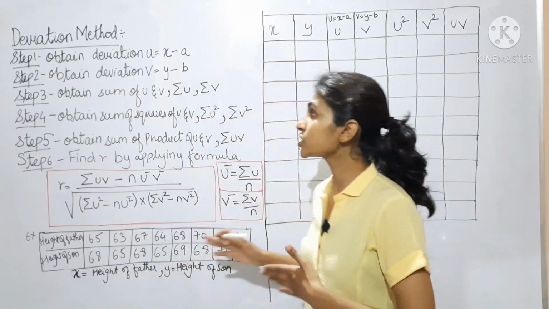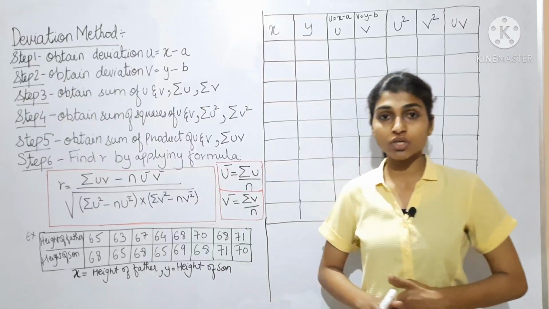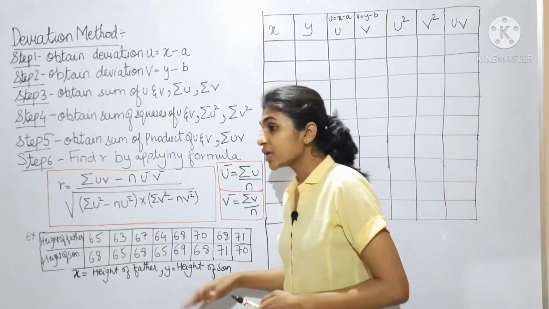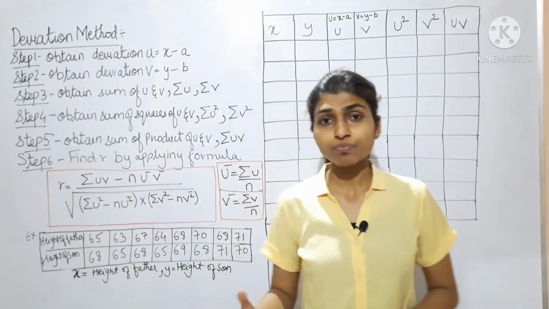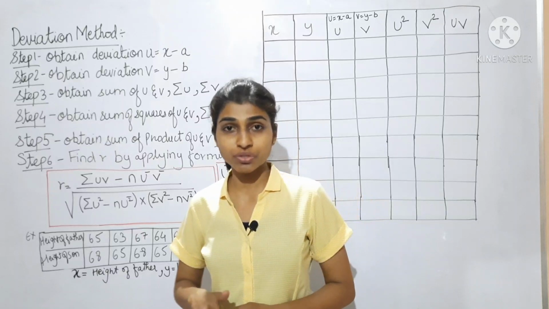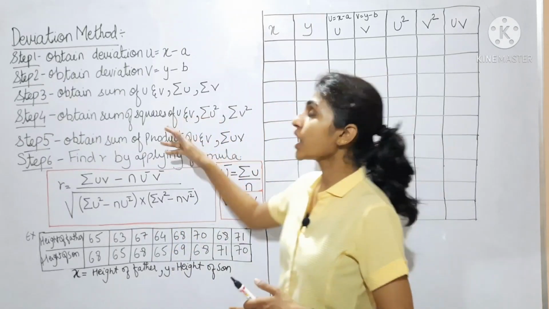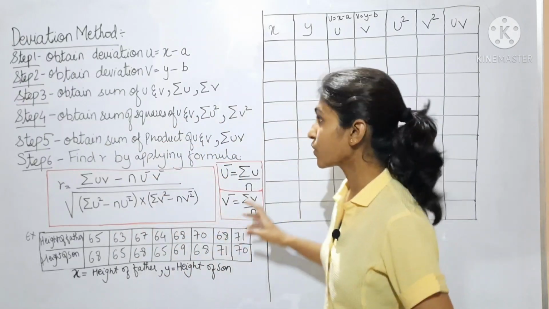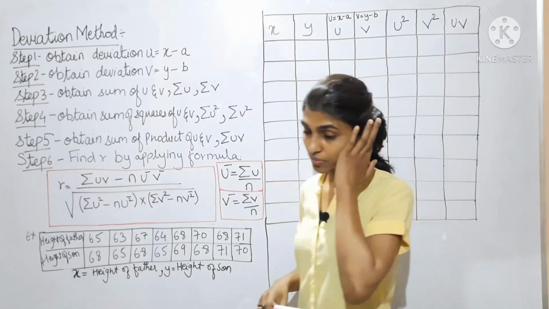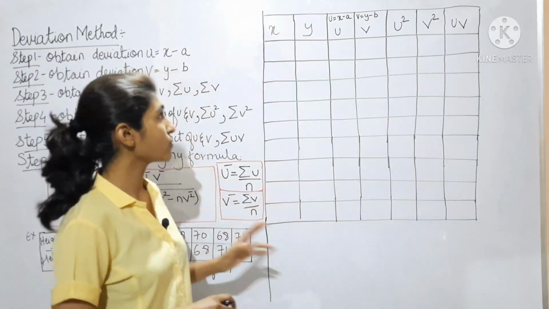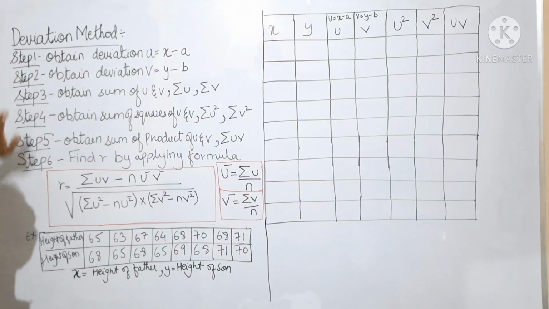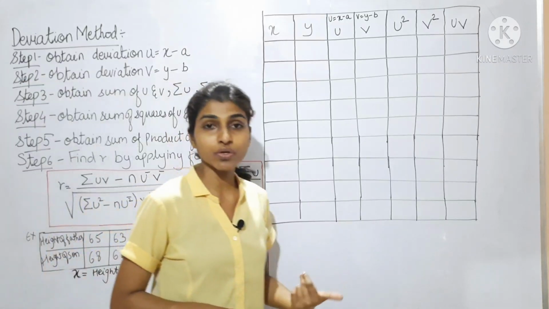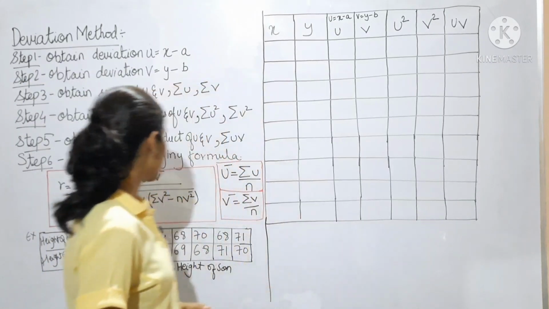This is a shortcut method or assumed mean method also, because if the values are too high, the calculation will be too much. So to reduce the calculation bulk, we are using this deviation method. How to find this? We are still doing Karl Pearson coefficient of correlation. Under deviation method there are 6 steps. By using these 6 steps we are going to find correlation between the variables.